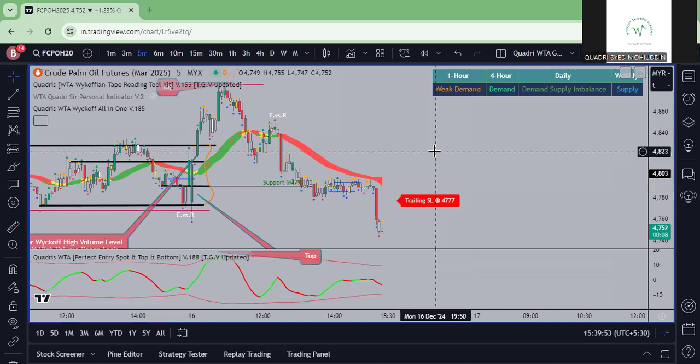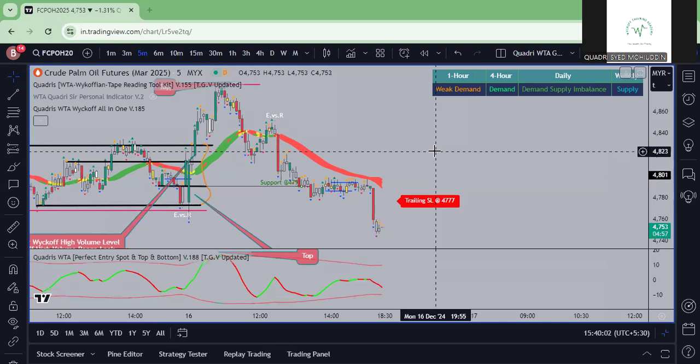In this session, I'm going to explain the version 185, Quadris WTA Wyckoff all-in-one version 185. So please just give me a minute.